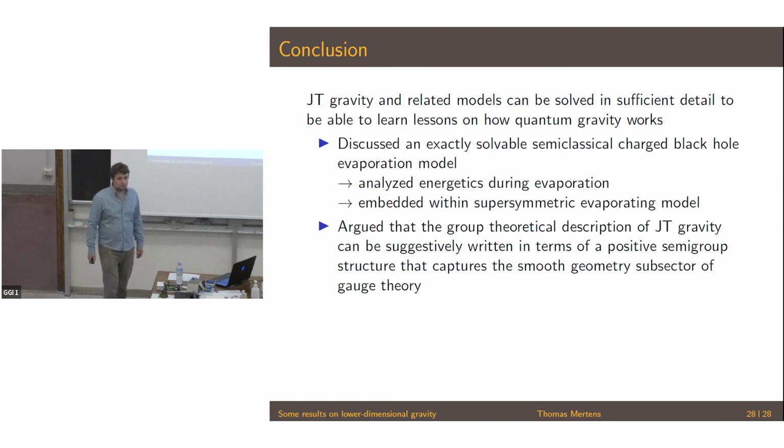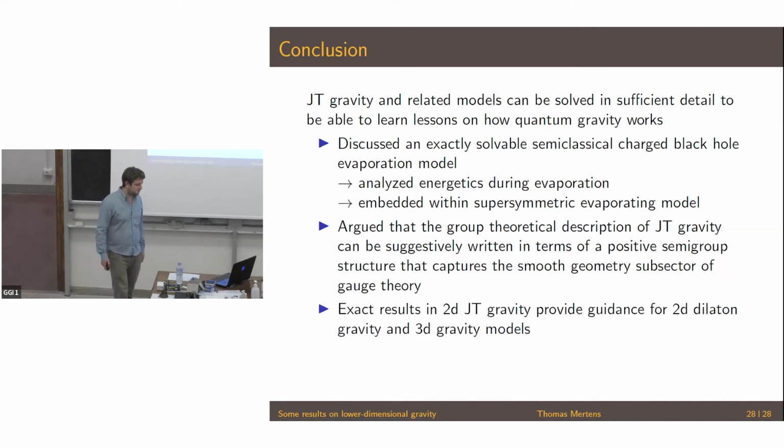And then in the second part of the talk, I argued that the group theoretical description of JT gravity can be suggestively rewritten in terms of this positive semigroup structure that seems to capture only the smooth geometry subsector of the gauge theory. So it was tailored to specifically do that. And more generically, I mentioned some things at the end about this. The exact results we get in 2D JT gravity provide lessons for more generic dimensional gravity models, 3D gravity as well. Okay, thank you.